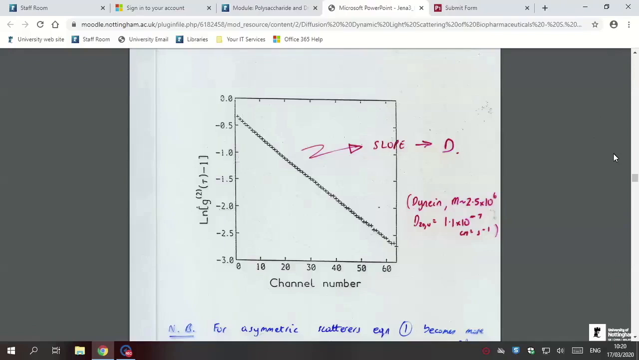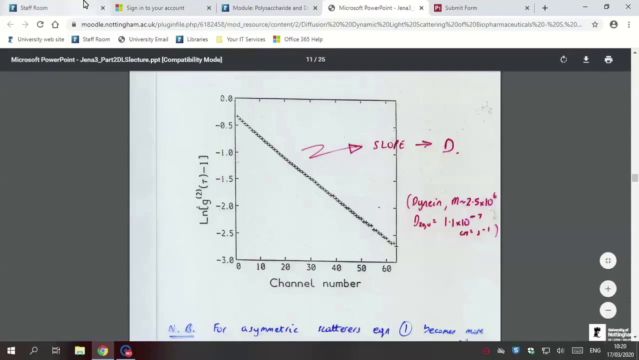It compares the intensities at different time intervals, seeing how they correlate, how they compare, and if things are moving fast, then the correlation will drop quickly with time. And then the maths shows that if you plot the log of this correlation parameter, minus 1, against time, in this case these channel numbers, time intervals, then the steeper the slope, the greater the diffusion coefficient.